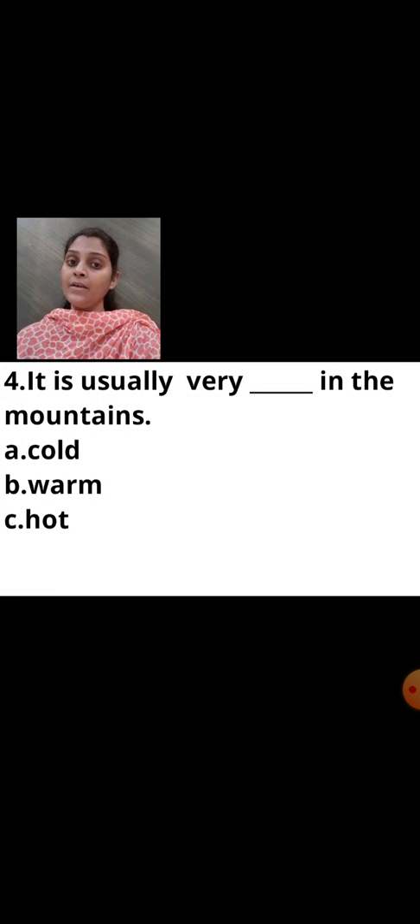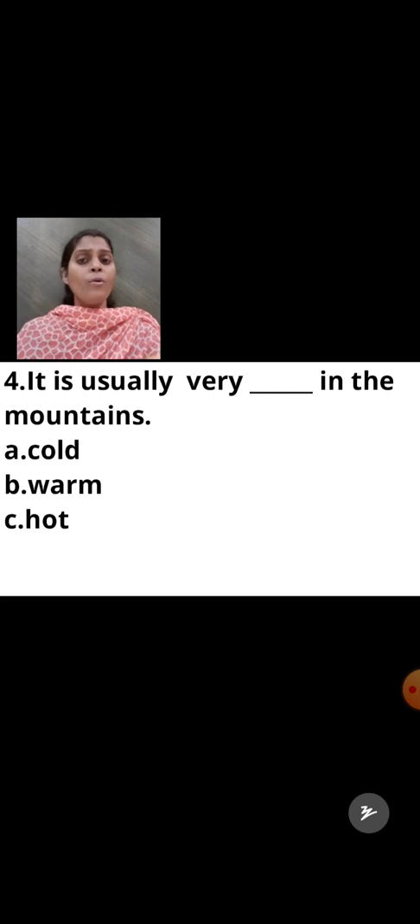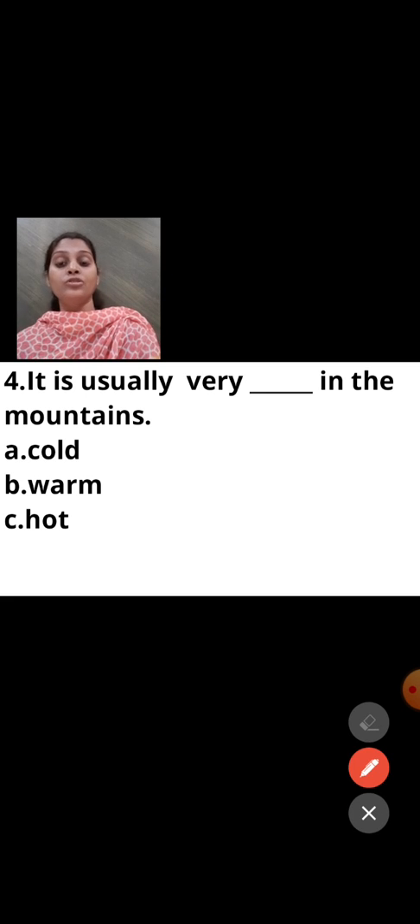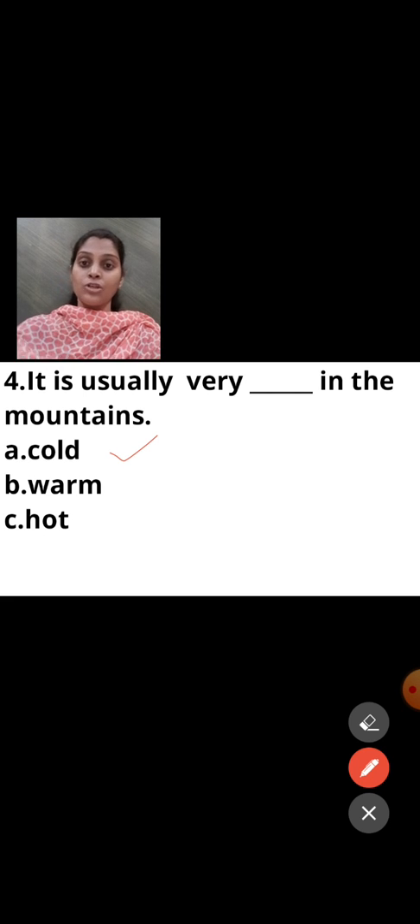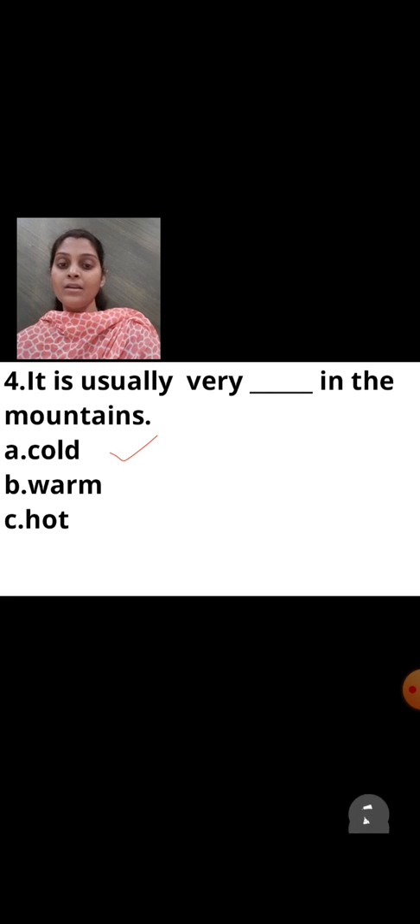It is usually very dash in the mountains. When you go to the top of the mountain, the climate there is cold, warm or hot. How is the climate there? Think for the answer. Correct. When we go to the top of the mountain, it is usually very cold. It is usually very cold in the mountains. When we climb the mountain, as soon as we reach the top, the climate is very cold. So which option is correct here? Cold. Okay. Now the next question.